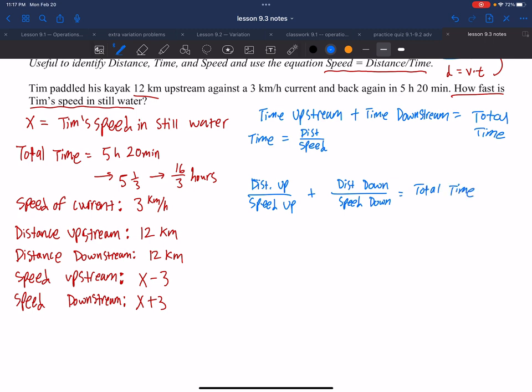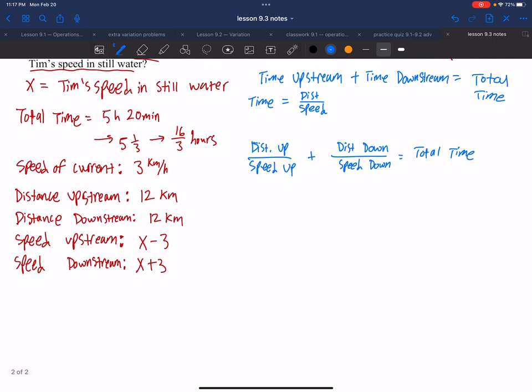See? Even Mr. Spake needs a second to think about these sometimes. Okay, you've got to be really careful. We know the total time because it was given to us, so we don't have to worry about converting that time to distance over speed.